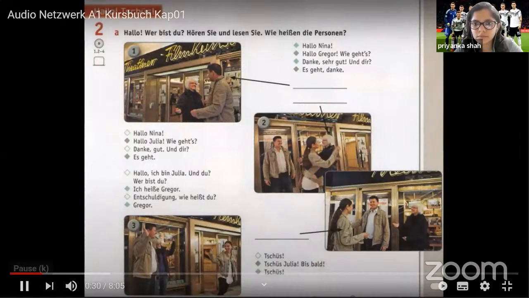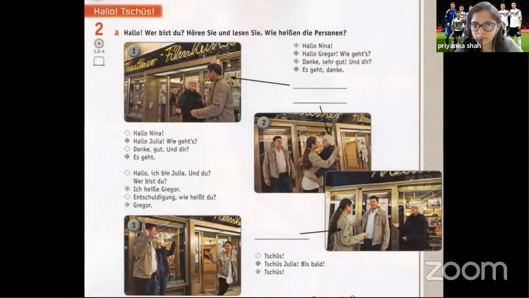Hallo Nina. Hallo Gregor. Wie geht's? Danke, sehr gut. Und dir? Es geht, danke.